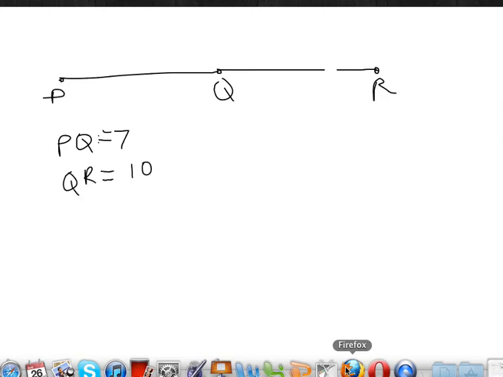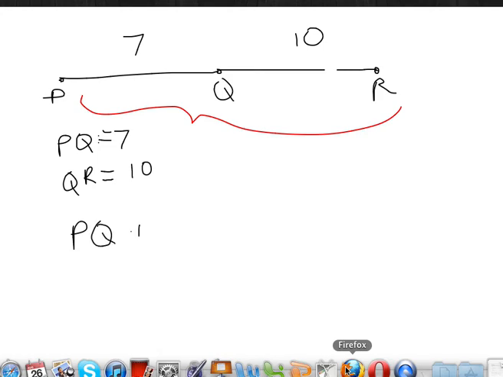So what we're going to do is always, always, always label your diagram. So we know that PQ is 7 and QR is 10. And what we're trying to find is this length PR. So we're going to set up our segment addition postulate, which says PQ plus QR equals PR. And then from this segment, we're going to substitute what we know. We know that PQ is equal to 7, and we know QR is equal to 10.